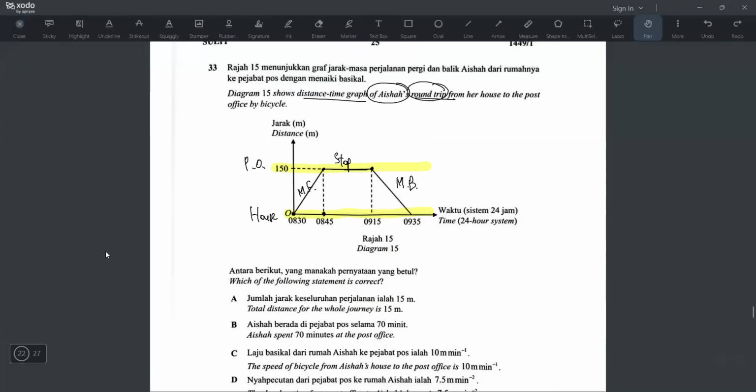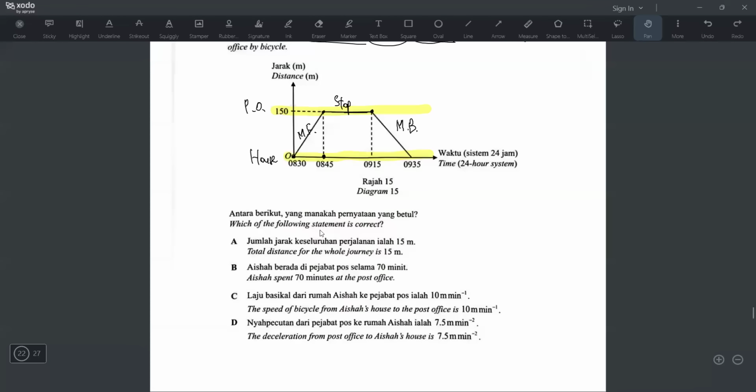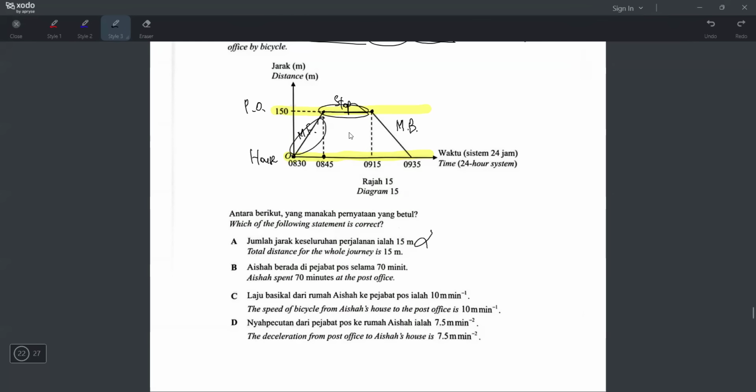Okay, okay. Now let's see bawah kata apa. Which of the following statement is correct? Okay, the total distance for the whole journey 15. Wrong. Yeah, wrong. The total distance is 150 times 2. Because here you move 150 meter, and then when you balik also you move 150 meter. Okay. Sini tak ada move lah. But here move 150, here move 150, so the total distance is 300 meters.